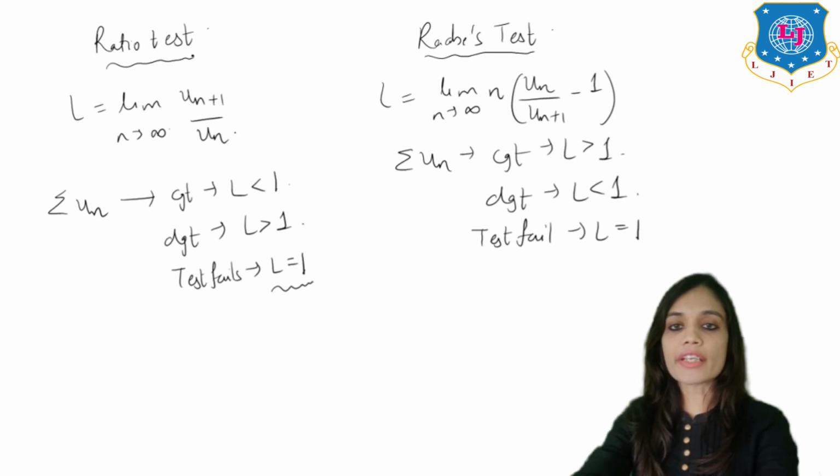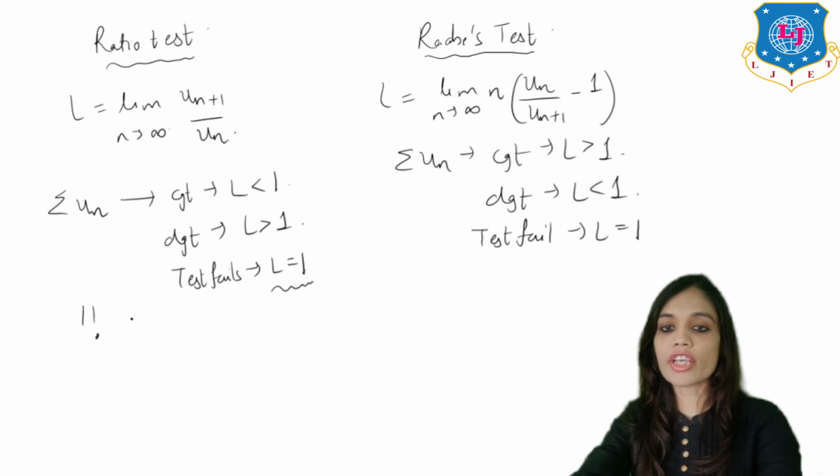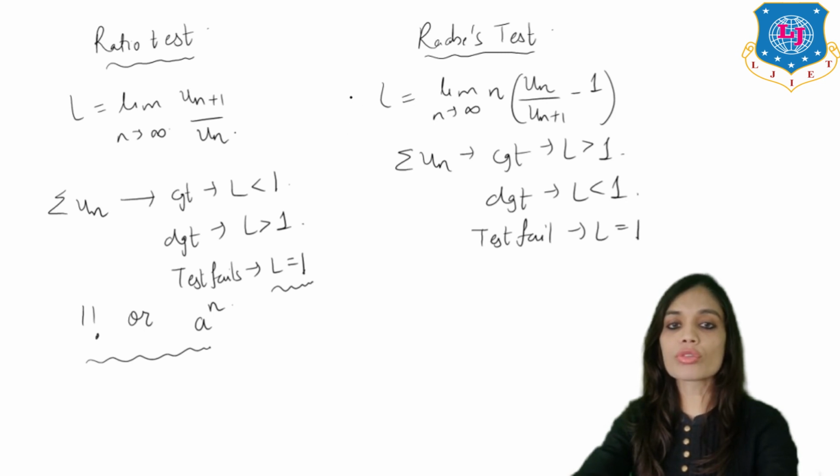So we have to apply the ratio test or Raabe's test whenever you see factorial notation or a constant raised to n. I hope you have understood throughout the session.